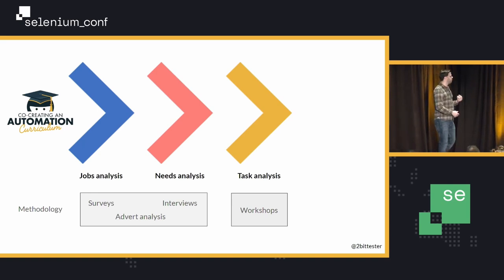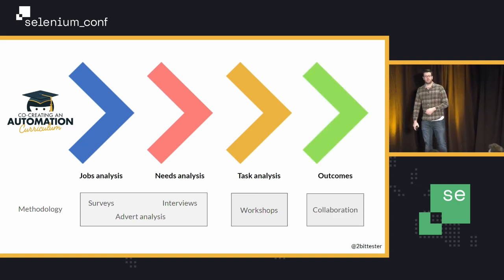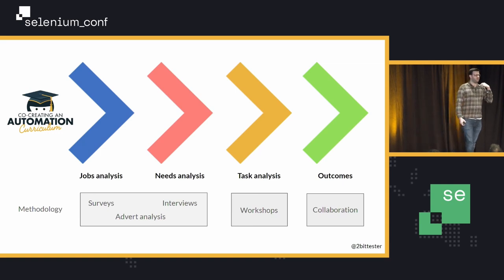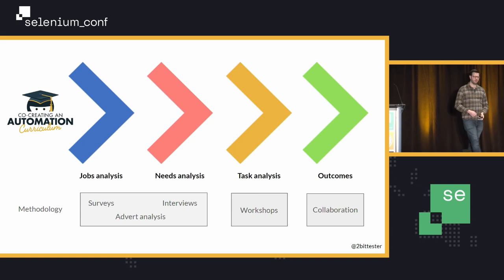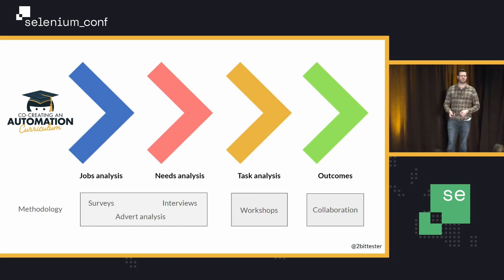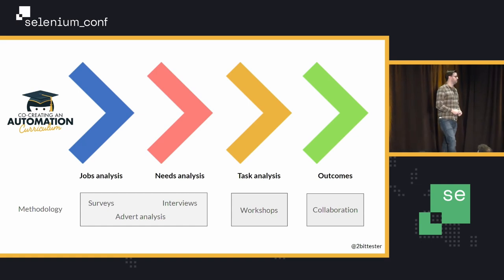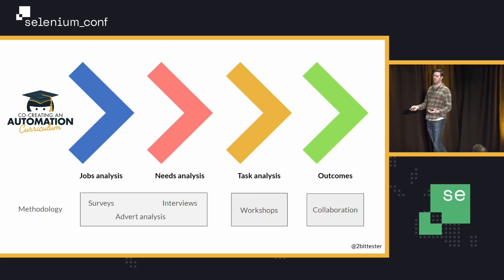Once we were happy with the tasks and the responsibilities, we converted those into learning outcomes. So now we have our curriculum. We have a structured list, a structured journey for people to start their learning journey, or to improve themselves and perform gap analysis on their own skill sets. It was through this process that we realized we had an answer to our question of what automators do. Now, I'm not saying this is the definitive answer, but it is informed by these conversations with many people.